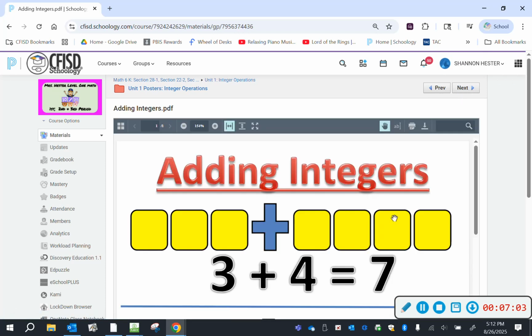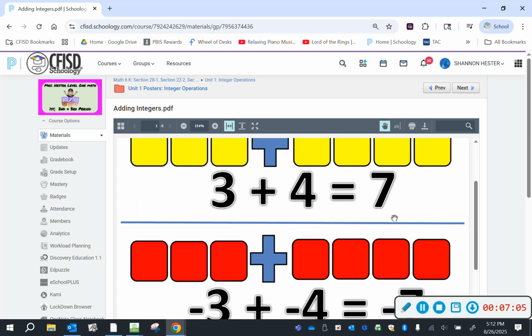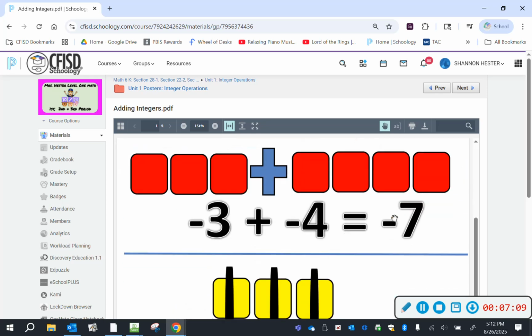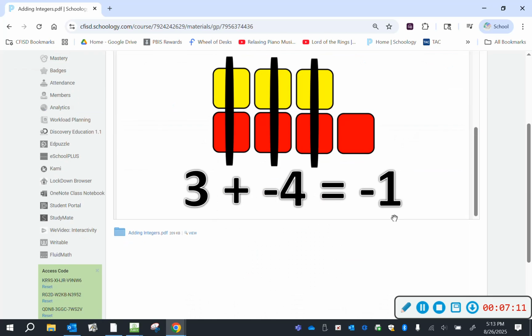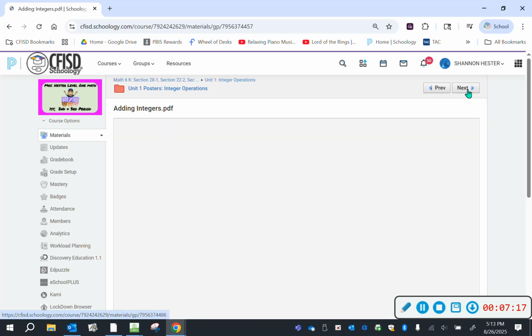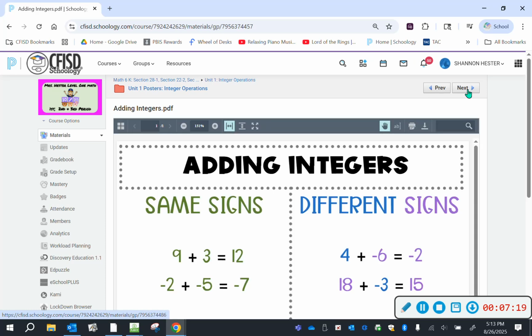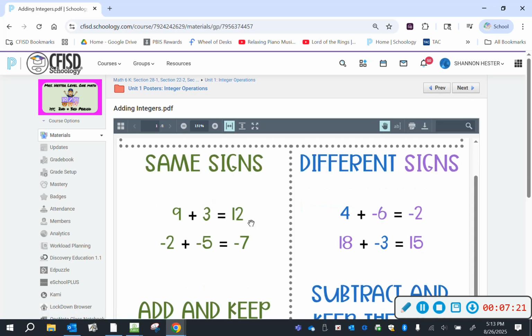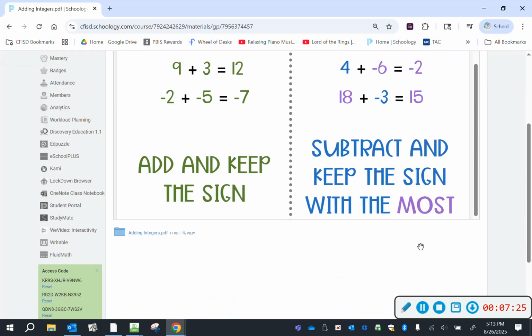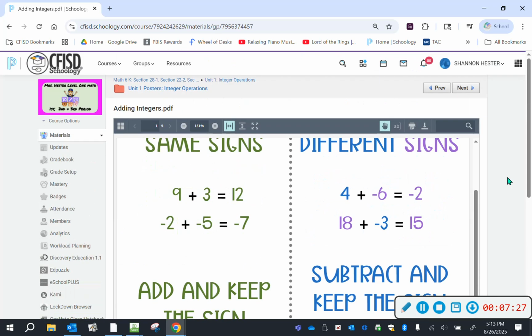Next is adding the integers, positives plus positives, more positives. Negatives plus negatives, more negatives. Positives and negatives together, they cancel each other out. Whoever has the most wins. The next one is another adding integers poster: same signs, add and keep the signs. Different signs, subtract and keep the sign with the most.